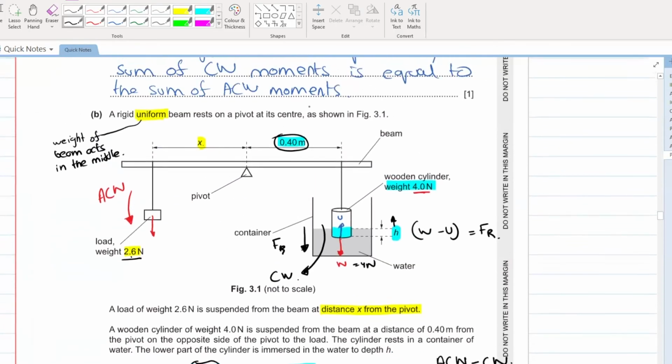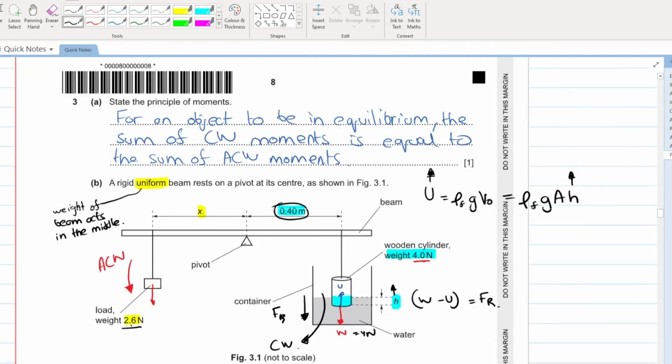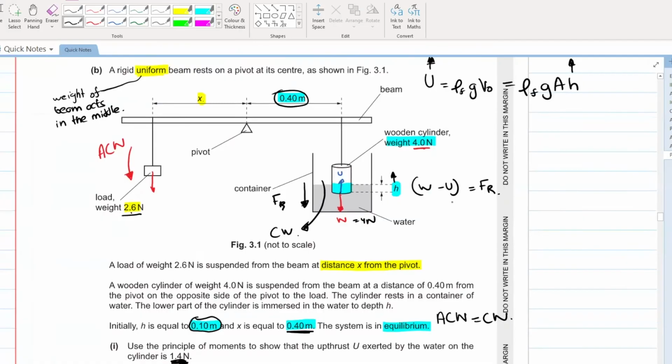Let me write the formula of upthrust here again as well. Upthrust is equal to the density of fluid into g into volume of the object. Upthrust is equal to density of fluid, g, into area into height. As height keeps on increasing, the upthrust will keep on increasing. Perfect. If the upthrust keeps on increasing, what will happen to the resultant force?